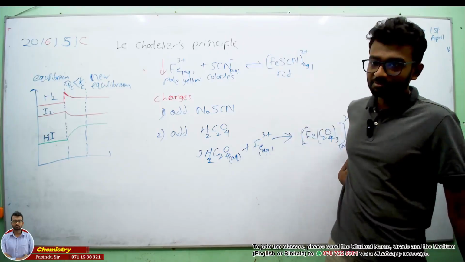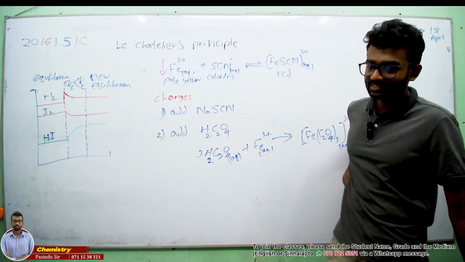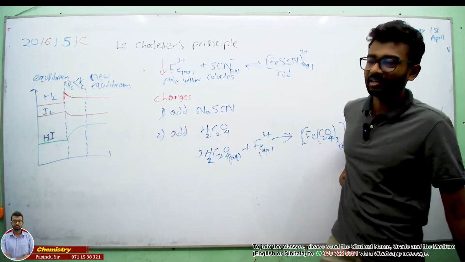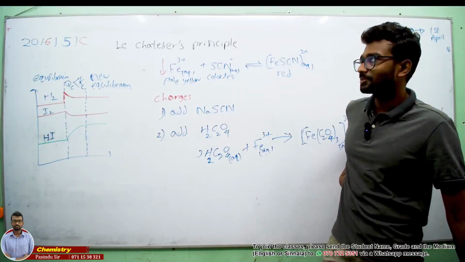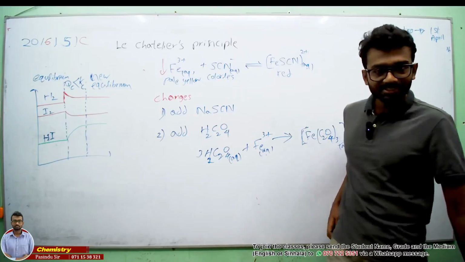No, we don't write forward reaction decreases. We just write backward reaction increases. Normally, I can't say it's wrong, but normally we don't write like that.